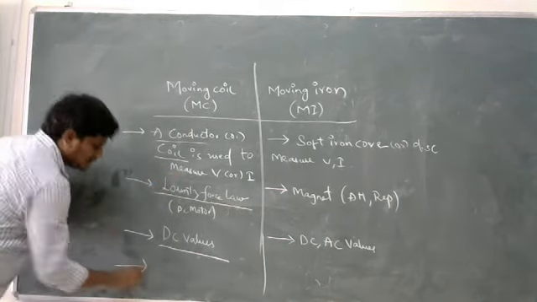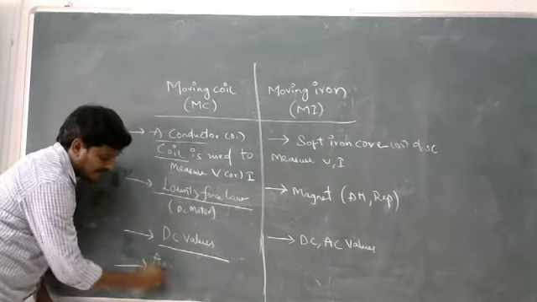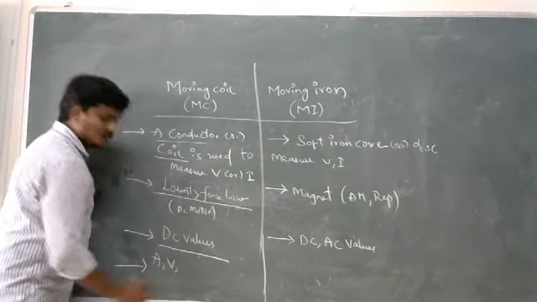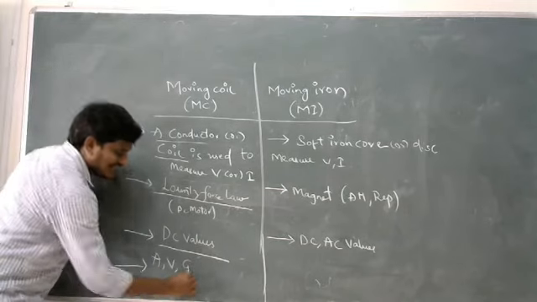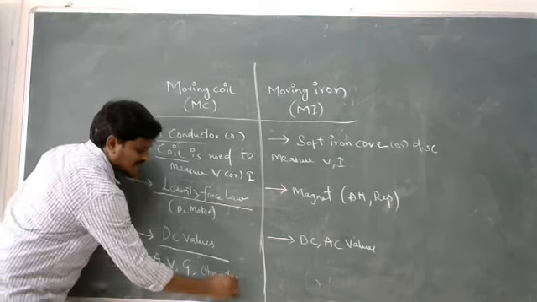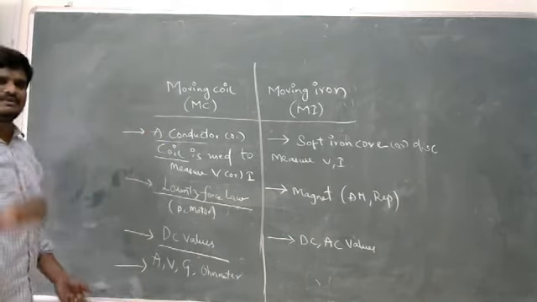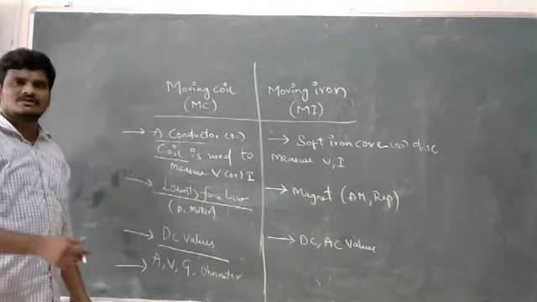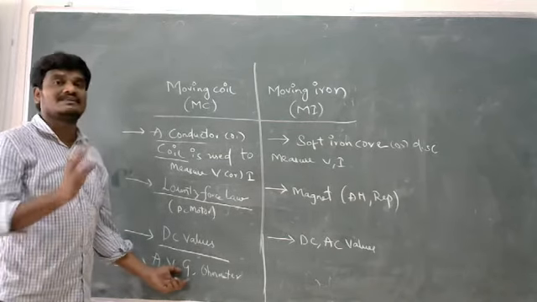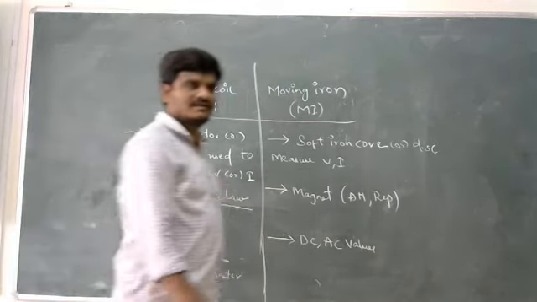Coming to the next parameter, the MC instrument can be used as an ammeter or voltmeter to measure average values, or as a galvanometer for null deflection, or else as an ohmmeter to measure the internal resistance of a circuit.